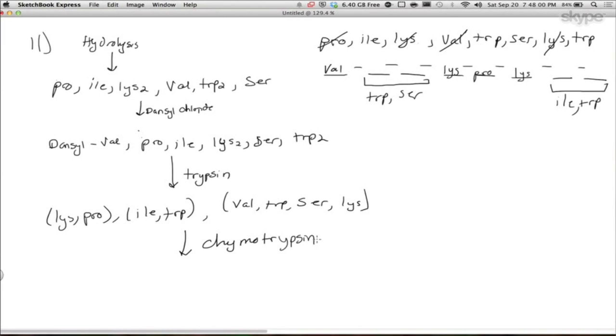That was good. And also it looks like you're seeing that all the other fragments have to end in lysine or arginine. So you knew that the lysine-proline fragment had to end in lysine because this enzyme cleaves after lysine. That was a good deduction as well. Okay, so now we are ready to move on. Very good.